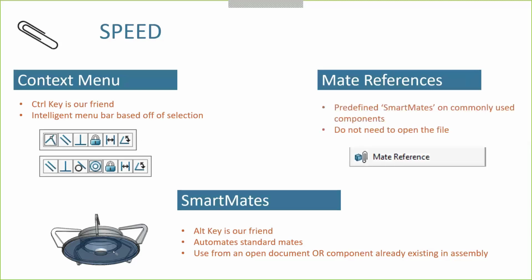And then taking that step even further, those predefined common components, like that knob we had there, we can build those mate references into the files, and then we don't even need to have them open. We can just drag those into the assembly, and it'll look to add those mate references.